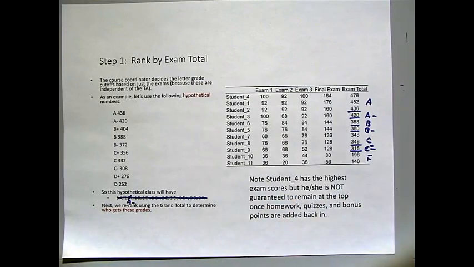So that means that for the moment, this recitation of 11 students will have 3 A's, 1 A minus, 1 B, 1 B minus, 2 C plus, 1 C, 1 C minus, and 2 F's. Who gets those A, B, C, D's depends on the final total ranking.